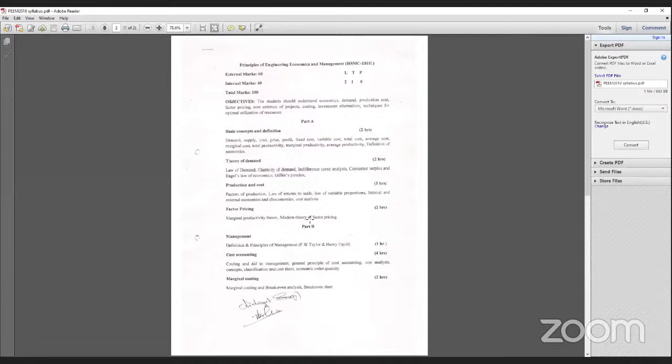For material, for example, when determining the price of material, it will not be only the material which is consumed. During production, material may be wasted also, wastages are also there, so those will also be included in cost. The modern theory of factor pricing says that demand and supply are the only two deciding factors, where demand is equal to supply, that will be the price of a factor.